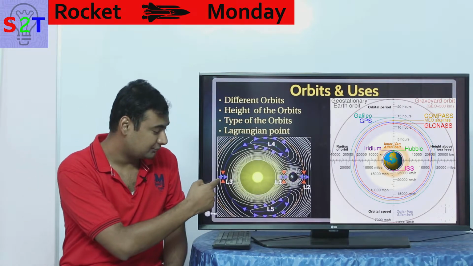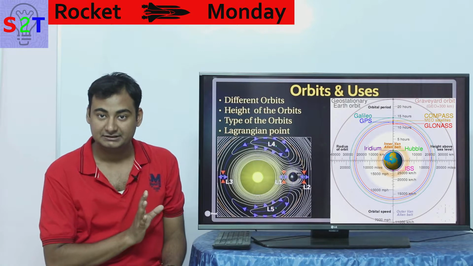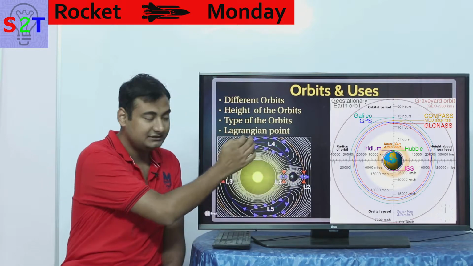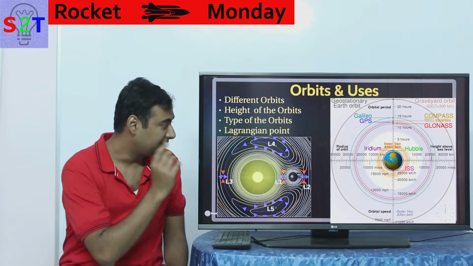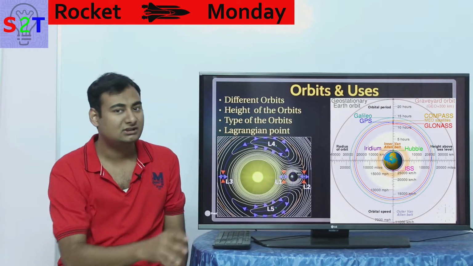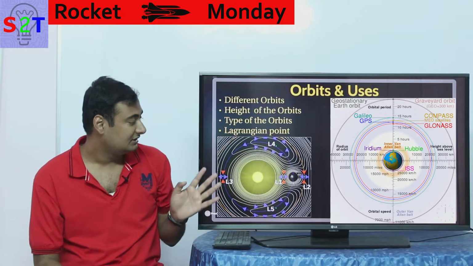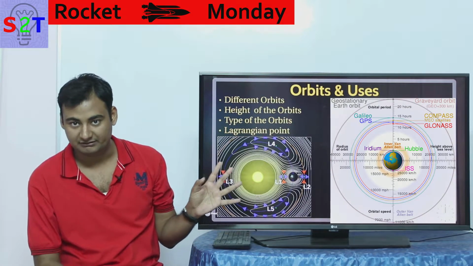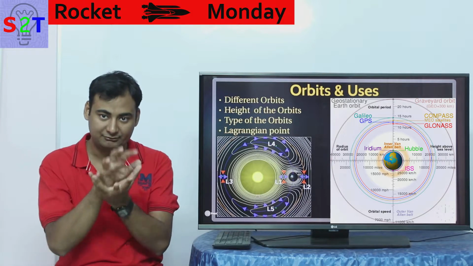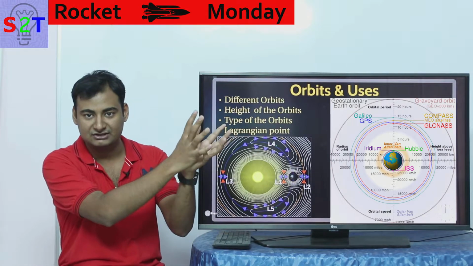Now, basically, that means if you put something in L3, it will stay there. Now, be mindful, stability of these points are not equal. So if you put something at L4, it's not going to go away even if you fire thrusters. Of course, if you have big enough thrusters, it can be fired away, but it won't go anywhere because it's stabilizing. If you put something there, even if it nudges off, it will come back.